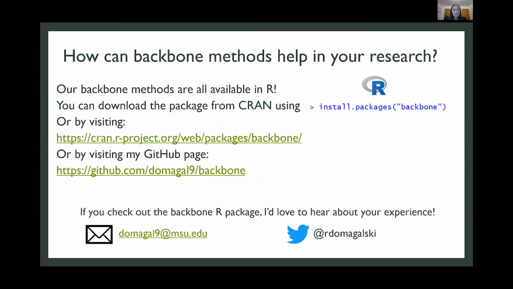If you would like to try this for your own data set, see if it could help you in your own research, all of the methods that I've talked about are available in an R package that we've put together. You can install it from CRAN using install.packages backbone, or you can visit our CRAN page. Or I also have the latest developments on my GitHub page, which is domagal9/backbone. And I'd love to hear if you try it out. Tell me what works, tell me what didn't work, tell me if you found something really cool based on your own bipartite data. So anything that's people participating in events, throw it in there, see what you get.